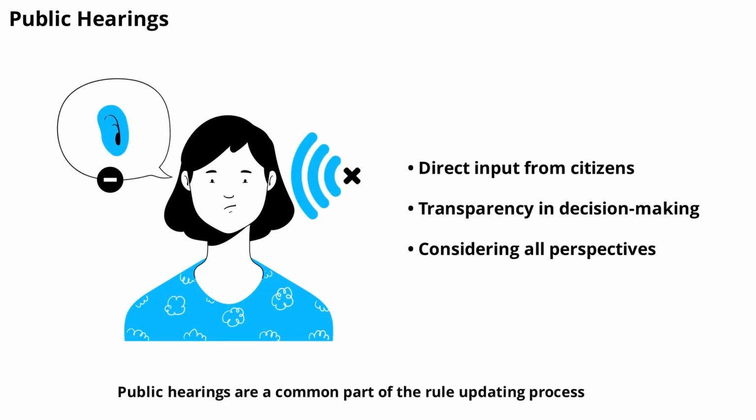Public hearings are a common part of the rule updating process. These meetings allow citizens, experts, and stakeholders to express their views directly to decision makers. Hearings promote transparency and help ensure that all perspectives are considered before a rule is finalized.